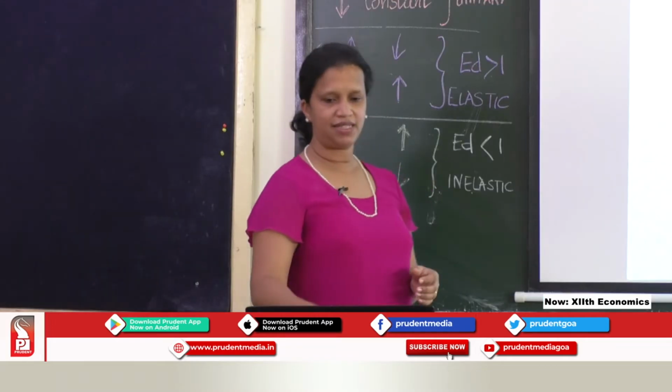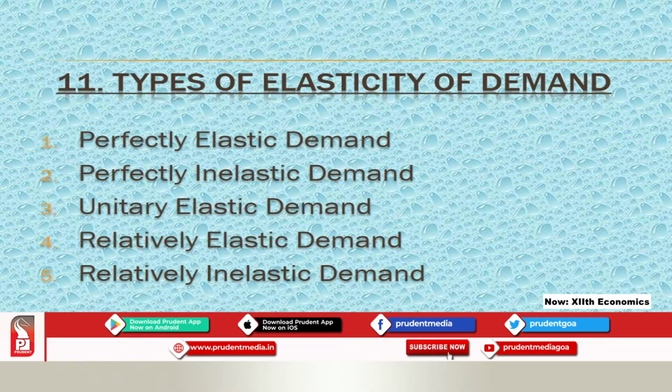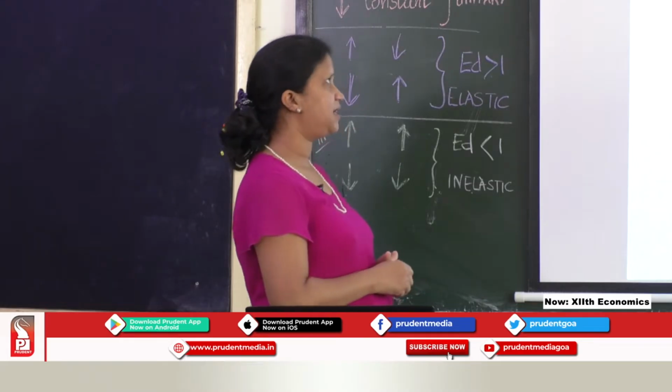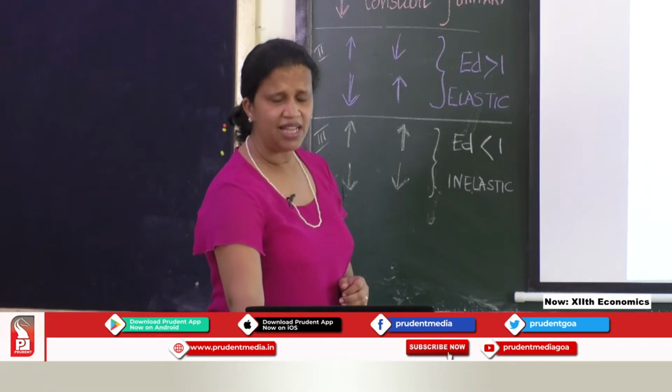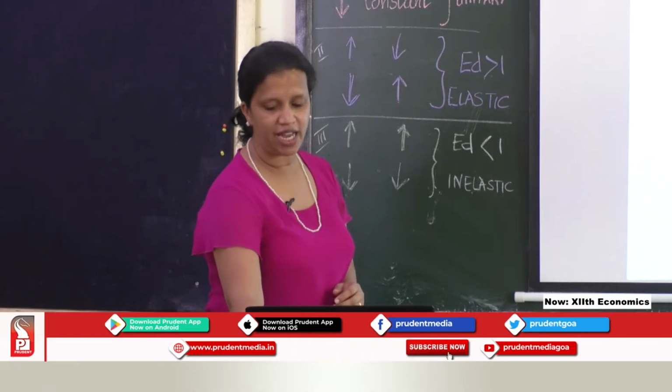Now, let us go to the next section, and that is the types of elasticity of demand. In all we have 5 types of elasticities. Which are those? First, perfectly elastic demand. Number 2, perfectly inelastic demand. Number 3, unitary elastic demand. Number 4, relatively elastic demand. And the fifth one is relatively inelastic demand. Let's look at each of these 5 types in detail.